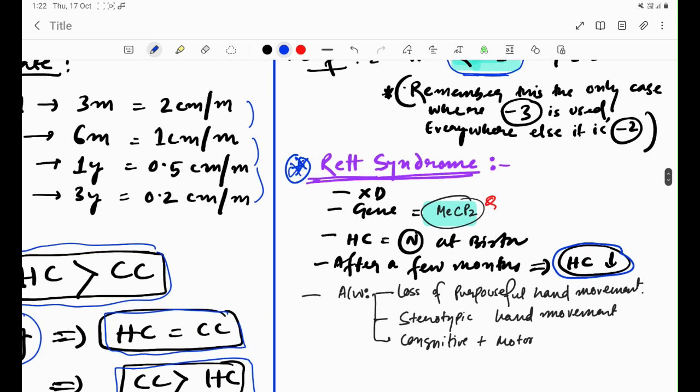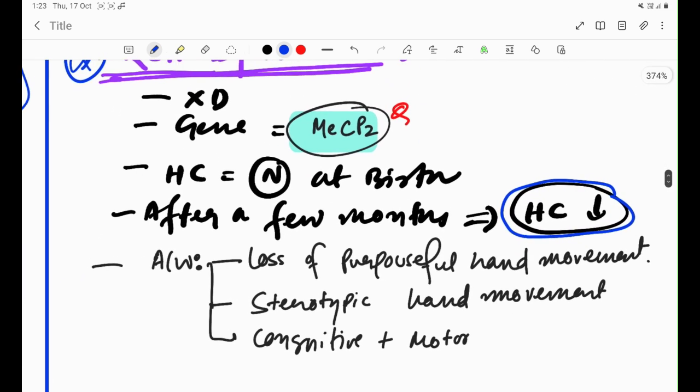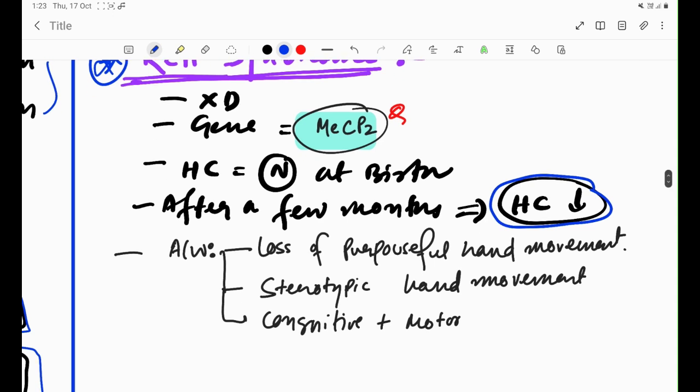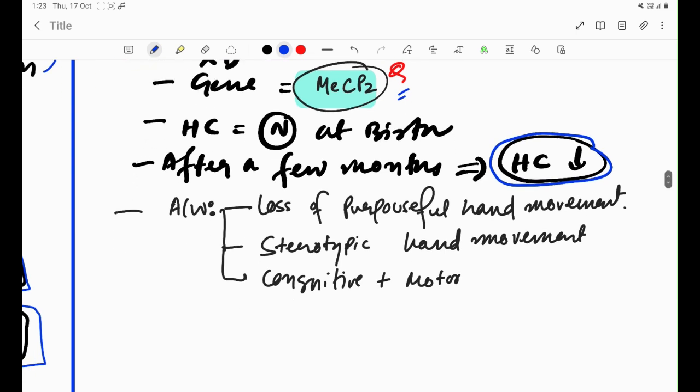One important cause of microcephaly is Rett syndrome. We had question from this. It's an X-linked dominant condition. The gene associated with it is known as MECP2 gene. And what happens in Rett syndrome is that the head circumference is normal at birth, but after a few months, it starts decreasing. So at birth, if they give a clinical scenario, we're saying the child has a head circumference of normal at birth, 35 centimeter, and after a few months, probably 3 or 4 months later, head circumference is not increasing at the rate it should increase, then you should consider it as Rett syndrome. Also, they will give you MECP2. This was a PYQ also, the gene.